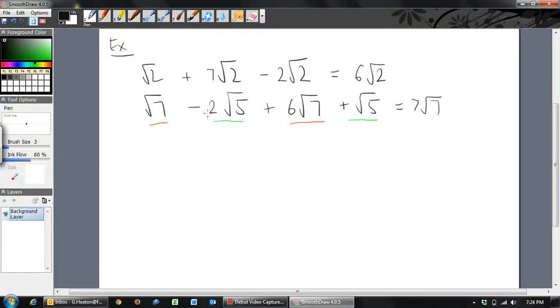What have we got over here? We've got negative 2 root 5s, and over here we have 1, so positive 1 root 5. If you put them together, what do you get? Negative 2 plus 1, you end up with negative 1 root 5, or negative root 5. And so that would be the answer there. I haven't bothered writing the 1 in there, it's not needed. Okay, and so that's basically it.